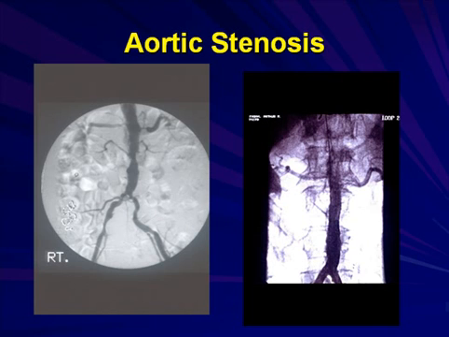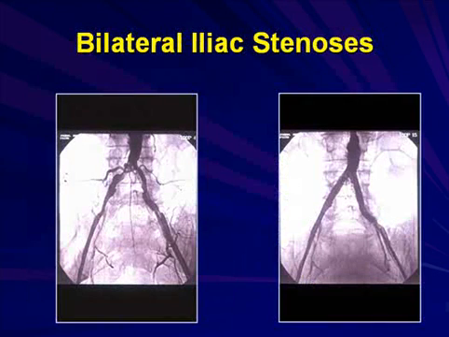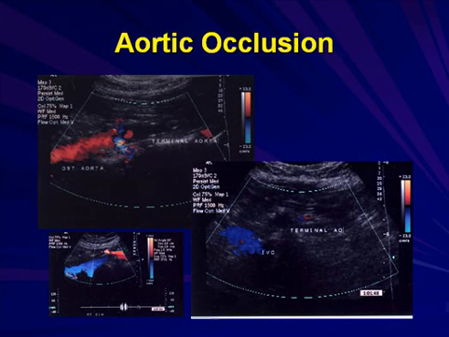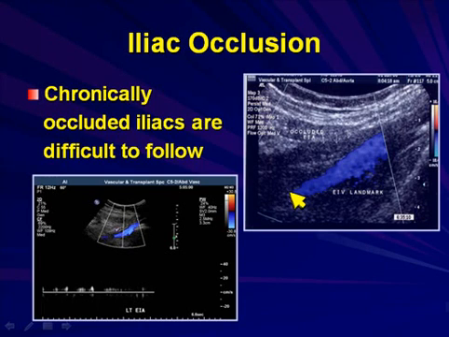We're going to also look for aortic stenosis. We're going to look for iliac stenosis, aortic occlusion or iliac occlusions. Here you can see an occlusion at the level of the terminal aorta with collaterals coming off. We are confirming with spectral Doppler that that was actually occluded, and as well as with color and B mode.